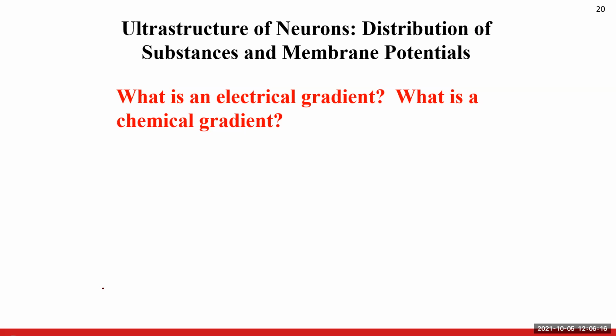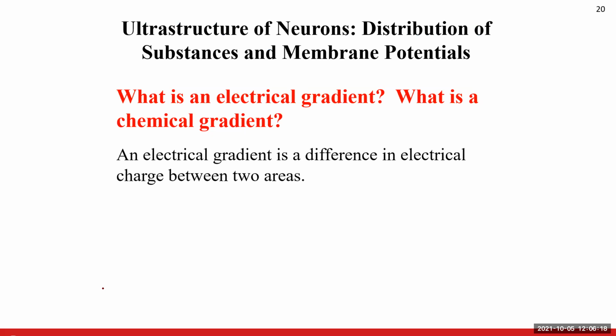So what is an electrical gradient? An electrical gradient is the difference in electrical charge between two areas. If you want to keep it simple, we can say there's a positive charge outside the cell and a negative charge inside the cell. And therefore that's a difference in electrical charges.